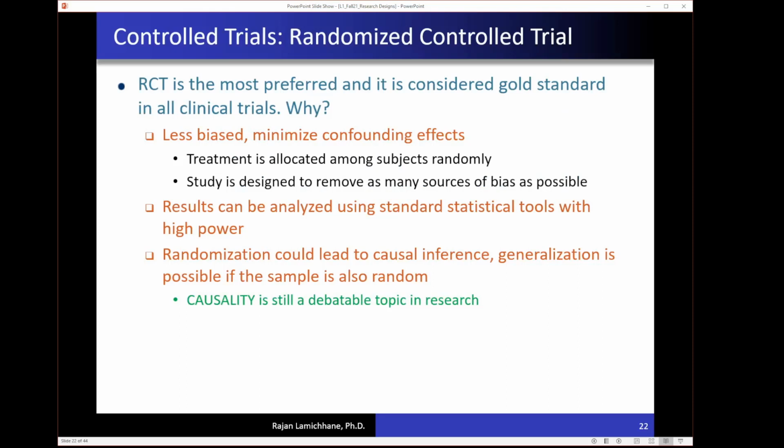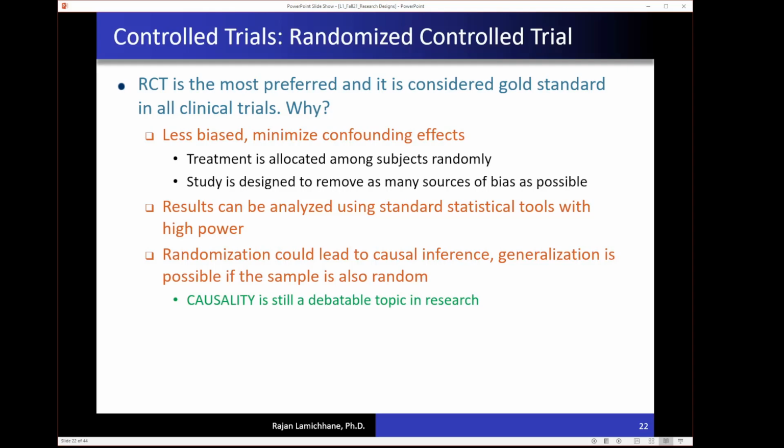Another very popular design is the randomized control trial, and the randomized control trial is the most preferred. It is considered the gold standard for all clinical trials, because we randomly allocate the treatment to different individuals. This randomization could be single blind or double blind, or sometimes triple blind. Because of this randomization, it is less biased, and it minimizes the confounding effect and the subject effect.